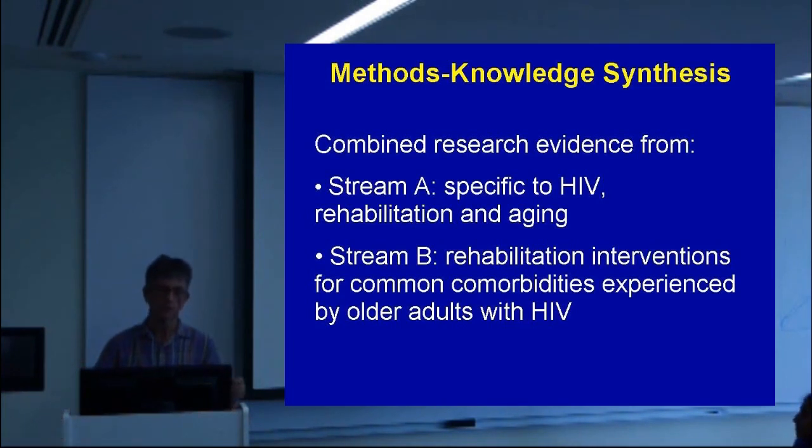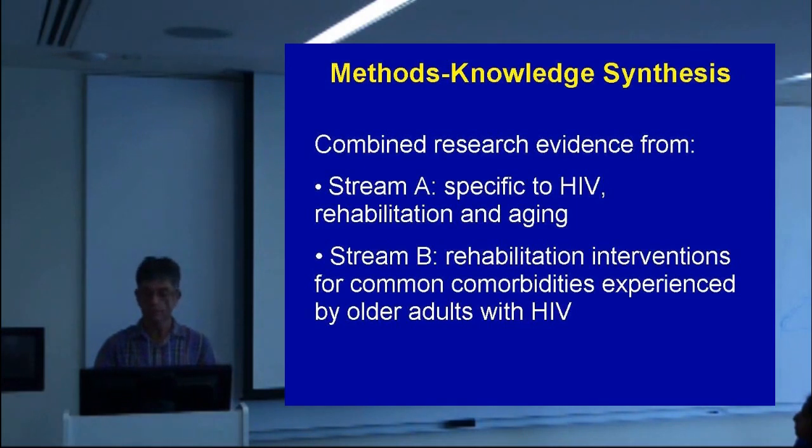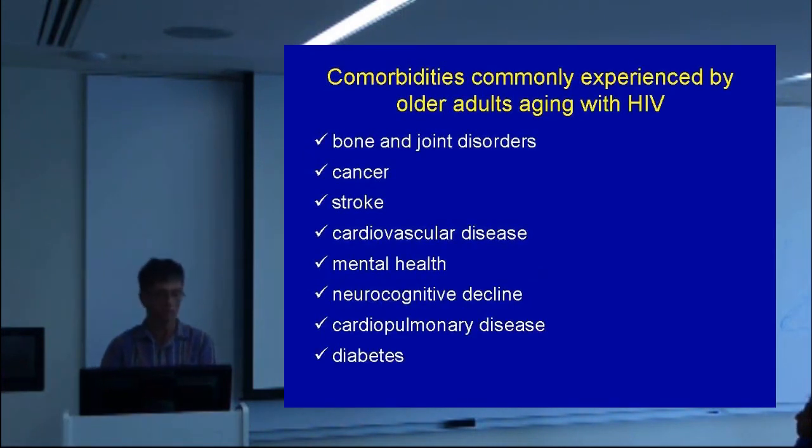So we split it into two parts. Stream A was very specific to HIV rehabilitation and aging. Stream B looked at rehabilitation interventions for the common comorbidities experienced by older adults living with HIV. These have been mentioned many times today, but the 8 that we identified through the search strategy are listed there on the screen. As well as these 8, we also looked for HIV and older adults in the search.